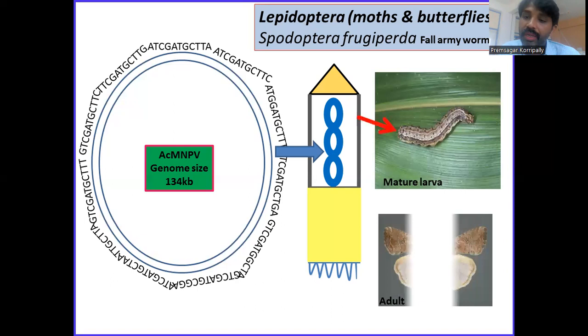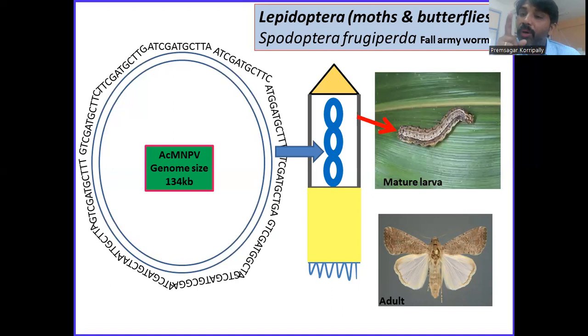In the early phase of infection, the virus produces the budded virus particles. They are called budded virus particles. In the late phase of infection, they produce the occluded body derived virus particles.